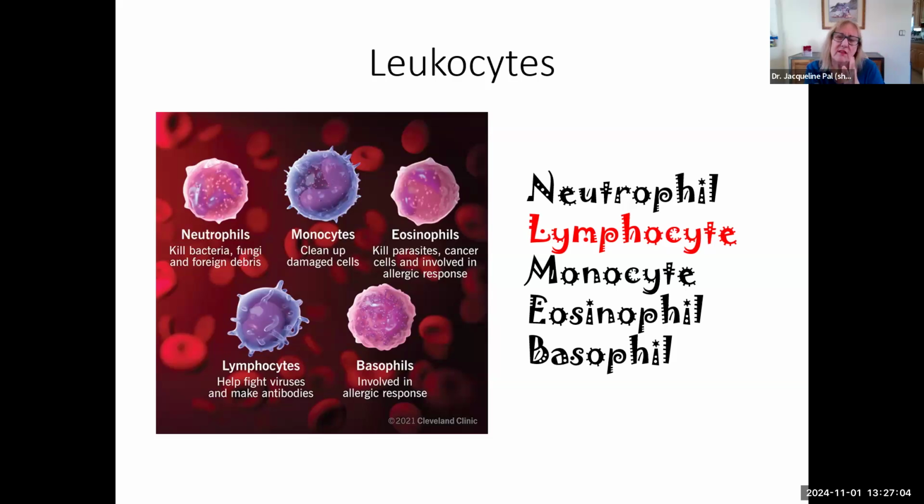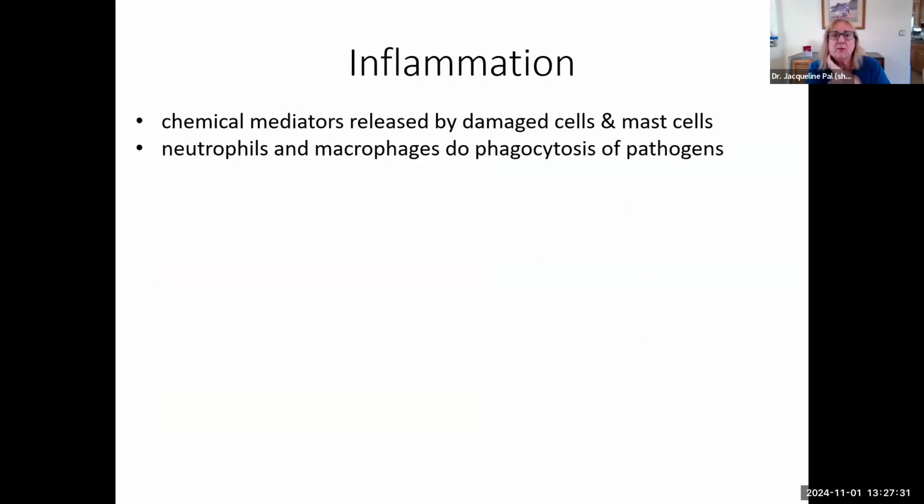And so notice that I put lymphocytes in red here, and that's because lymphocytes are going to be involved with specific immunity, whereas the other 4 types of cells are involved with non-specific immunity. And so they all get to do their normal jobs in this type of immunity. So let's talk about where they can be involved. And the first process is inflammation.